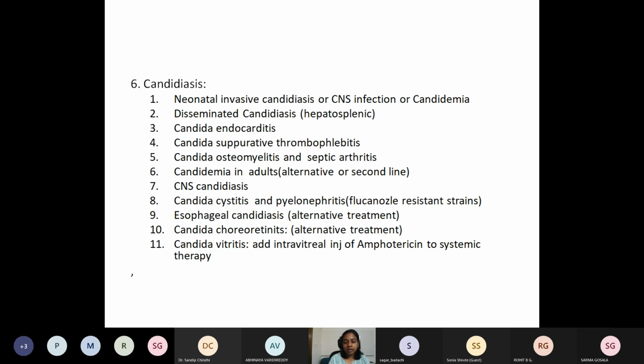For the rest of them, it is generally an alternative treatment or second line, that is Candida cystitis or pyelonephritis, esophageal candidiasis, and Candida chorioretinitis. When there is Candida vitritis, with the systemic therapy, intravitreal injection of amphotericin can be added.